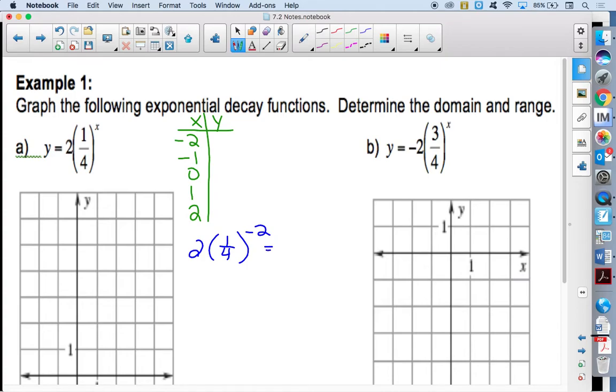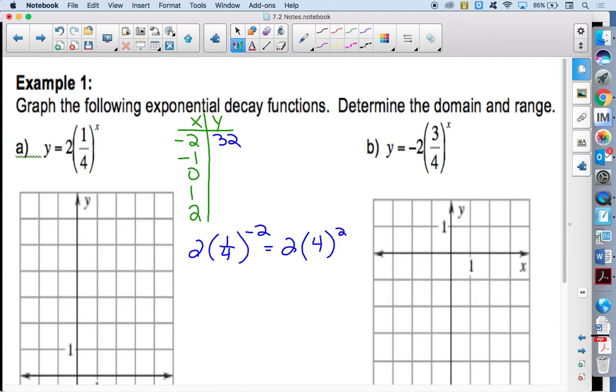So instead of having 2 times a fourth to the -2, that's really 2 times 4 to the +2. They mean exactly the same thing. So it's taking that and flipping it, reflecting it, taking the reciprocal of it. So Sarah, 4 squared is 16, times 2 is 32. So a negative exponent, when there's a fraction, it just flips that fraction around.